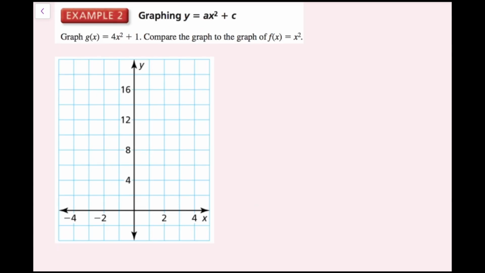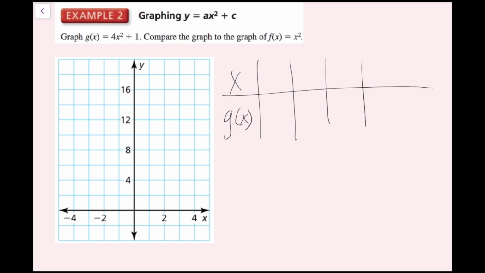For this example, we're going to graph g of x equals 4x squared plus 1, and then we're going to compare it to the graph of f of x equals x squared. So I'm going to make my table of values. So I have x, and I'll write g of x correctly this time. And I'm going to have my 5 things, and I'm going to put my vertex here.